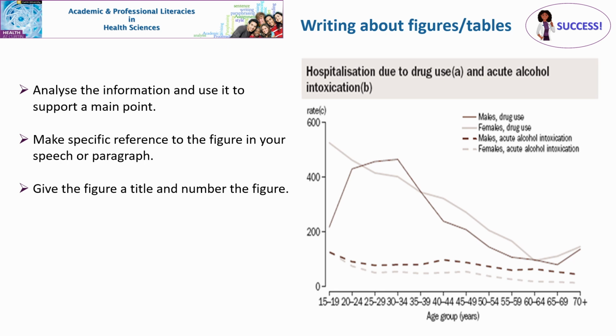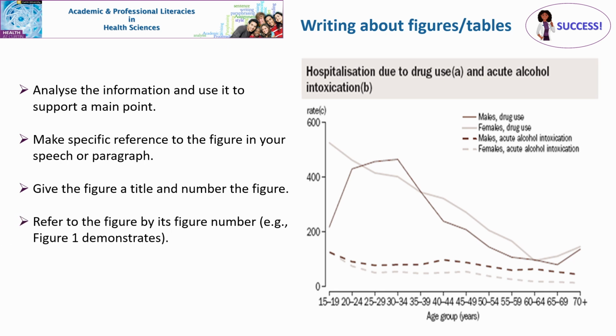Now the figure, and I'm talking about the actual graph itself, really needs a title, and in terms of presenting information, it should really have the number as well, the number of the figure. Figure 1, figure 2, figure 3. And then you can refer to the figure by its figure number. In figure 1, or figure 1 demonstrates. And remember to cite author, year, and page number.